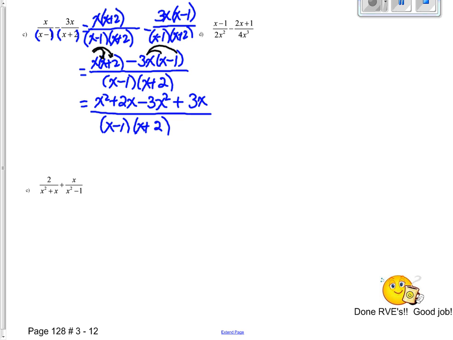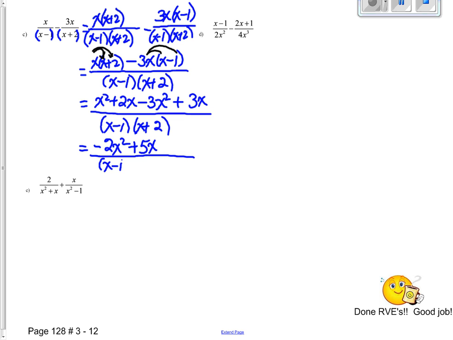One more step for making it pretty. I've got x squareds and x's. I have 1x squared and negative 3x squared, negative 2x squared. I have 2x and 3x. I have 5x. There's my numerator, as tidy as it can get.